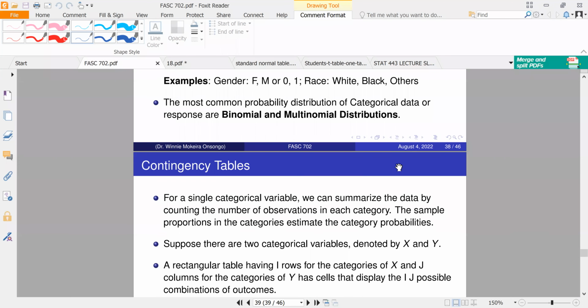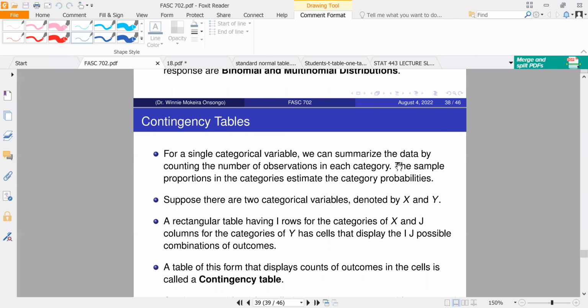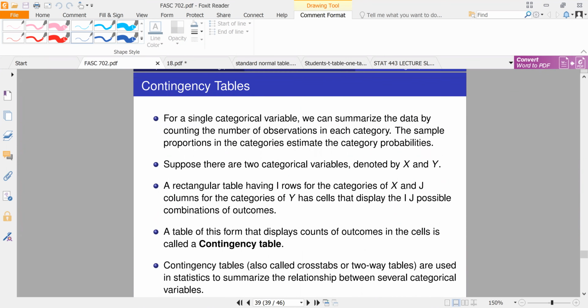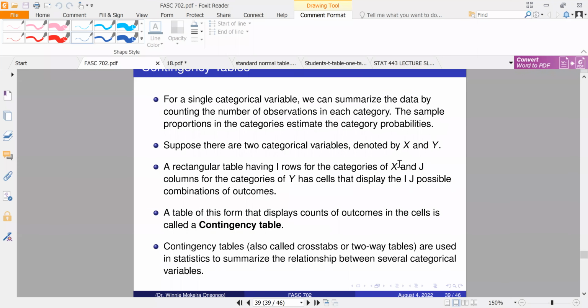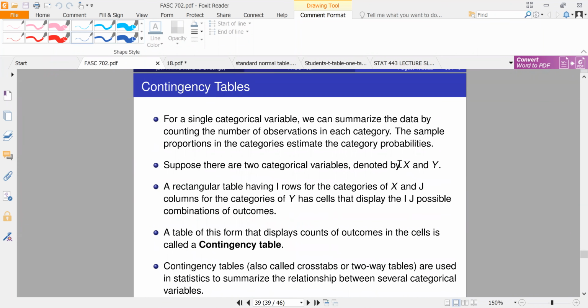However, there are situations where we can have more than one categorical variable. Now, in that case, we have to use contingency tables. The contingency table is a tool that we use to easily analyze two categorical variables.